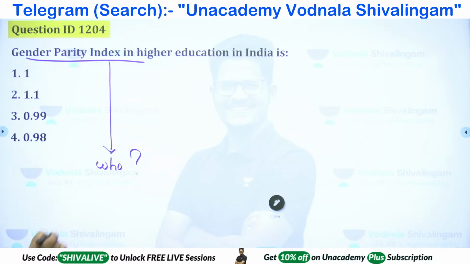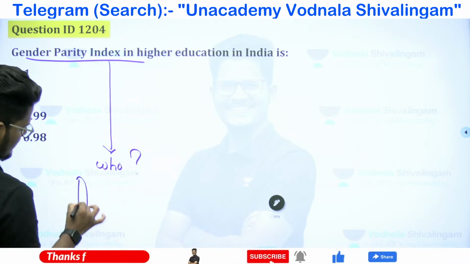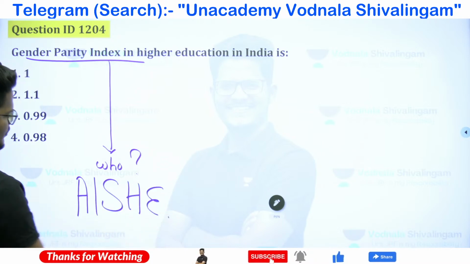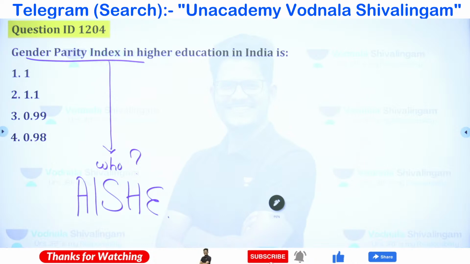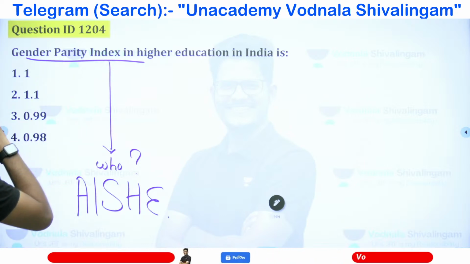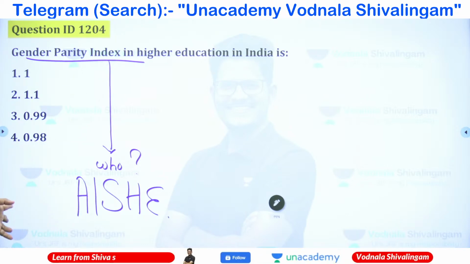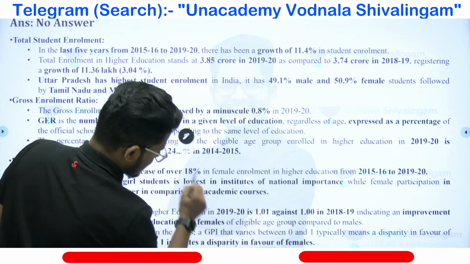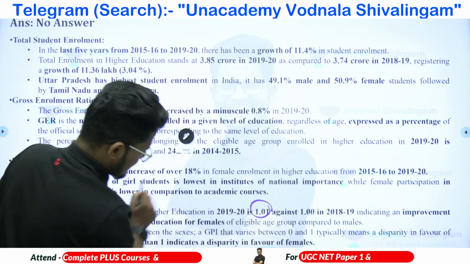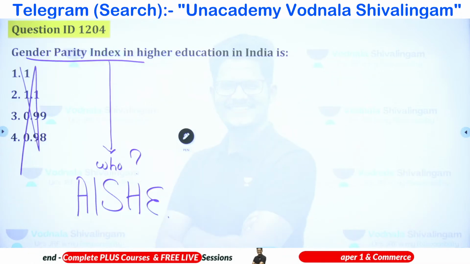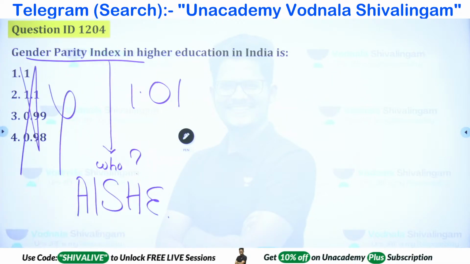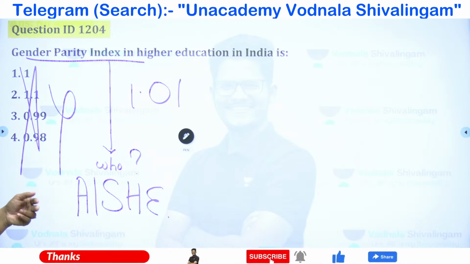Full form of the, so usually the All India Survey on Higher Education report will have the Gross Enrollment Ratio (GER) and GPI also, Gender Parity Index. As per the options, none of the above is the correct answer, because the Gender Parity Index in the 2019-20 report is 1.01. So none of the options is correct; they have removed this question and given marks to all.